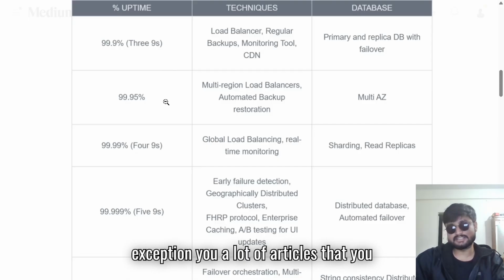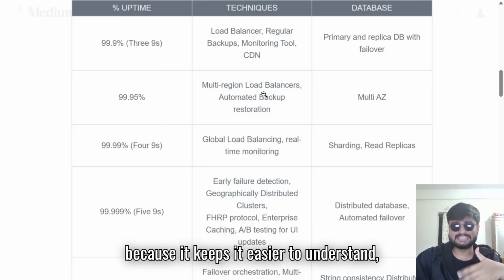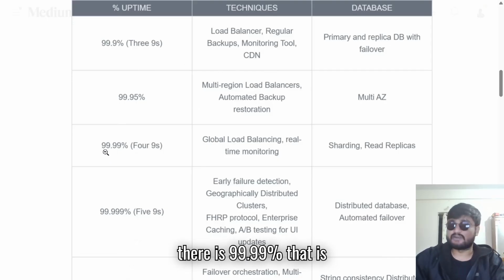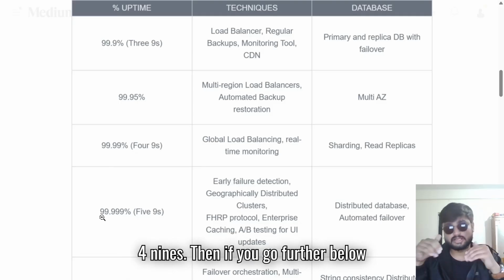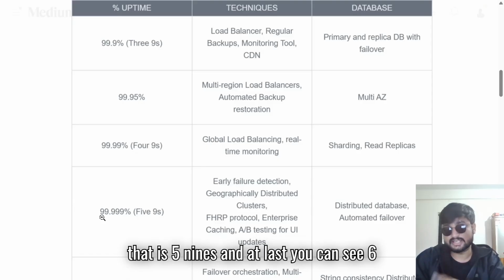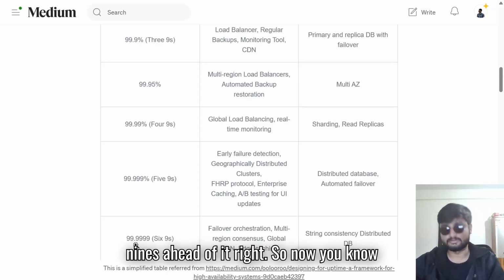A lot of articles that you see would also merge these two options together. I've kept it different because it's easier to understand, right? All right. Then if you go down, there's 99.99%, that is four nines. Then if you go further below, it is 99.999%, that is five nines. And at last you can see six nines, with 99 point, and then there's four nines ahead of it, right?